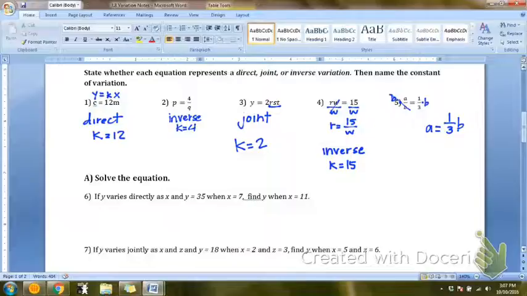What type of variation is this? Brianna says direct. It kind of looks like an inverse. It looks like k times x. Does it matter that your k is a constant? No. It is not inverse because the variable is not in the denominator. If the variable is in the denominator, then it would be inverse. So Brianna was correct. This is direct. Kyle, what's my constant here? Perfect. 1/3.